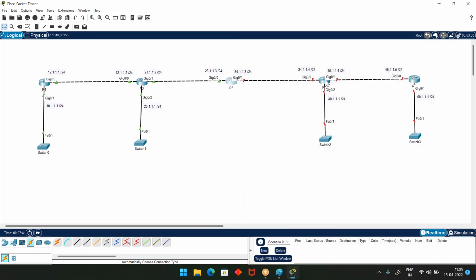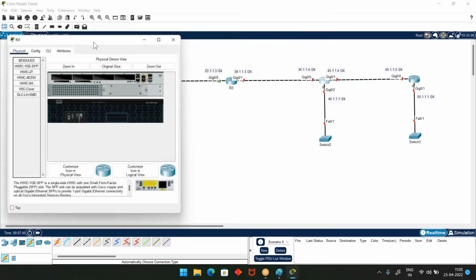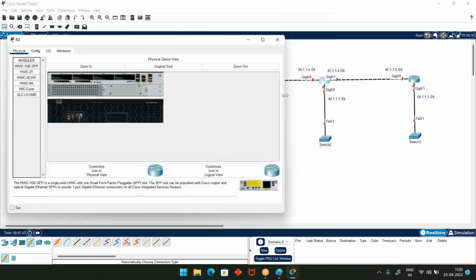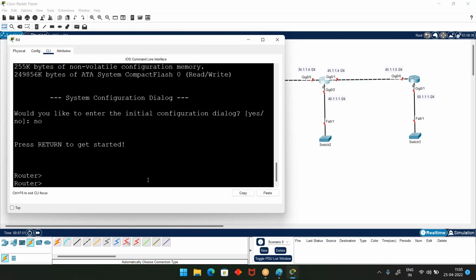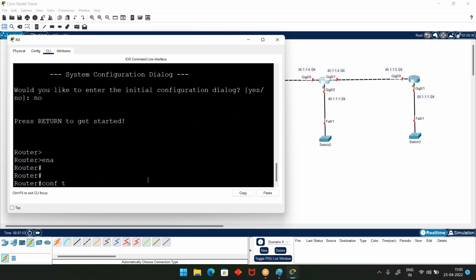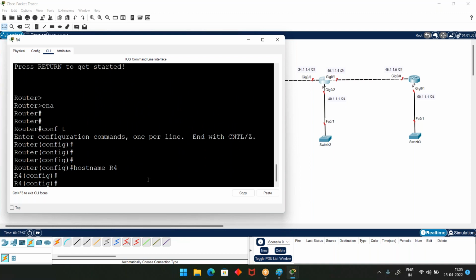Let's go to the R4 now. I click on the CLI. Say no here. Enable, config T. Hostname as R4 router.